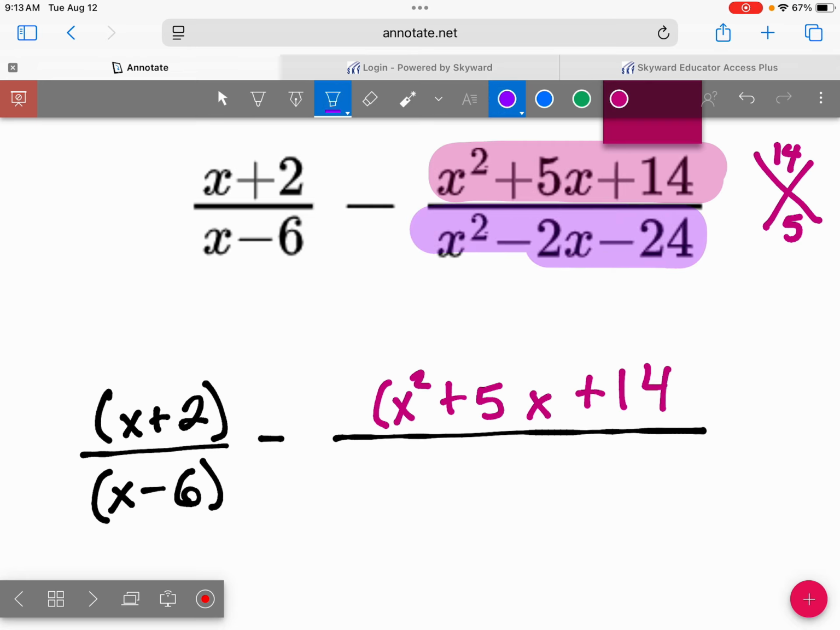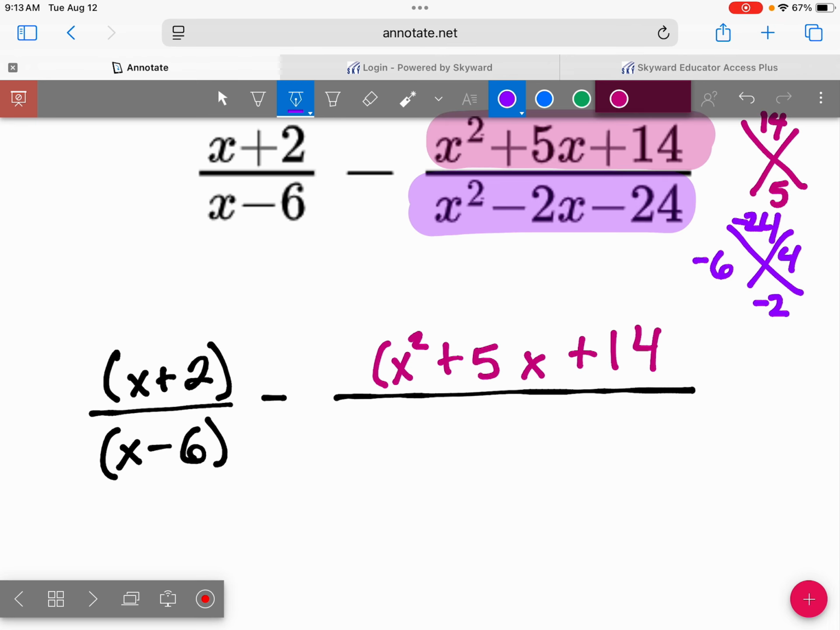How about this? Multiplies to make negative 24, adds to make negative 2. Negative 6 and a positive 4. So our factored form is x minus 6, x plus 4.